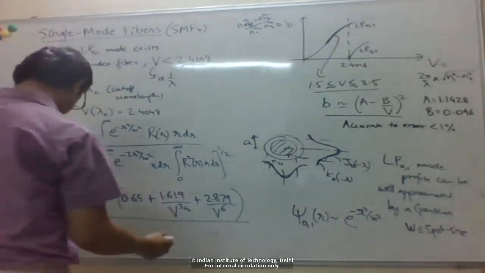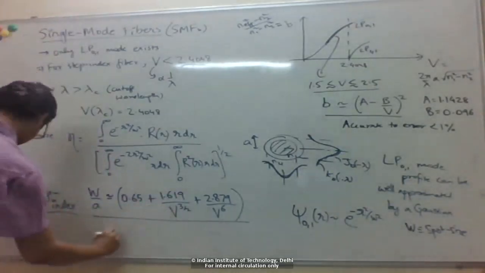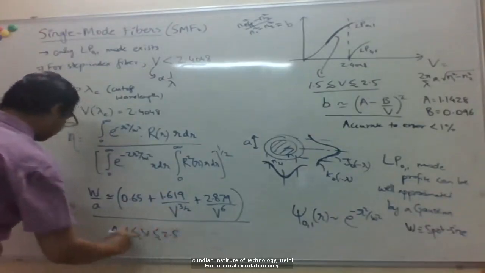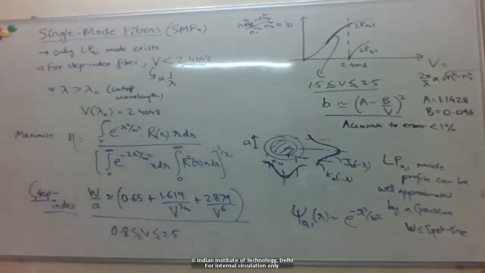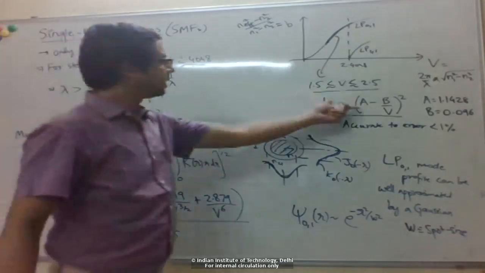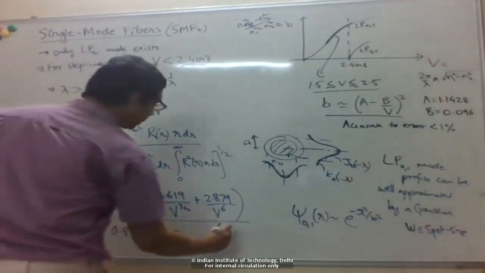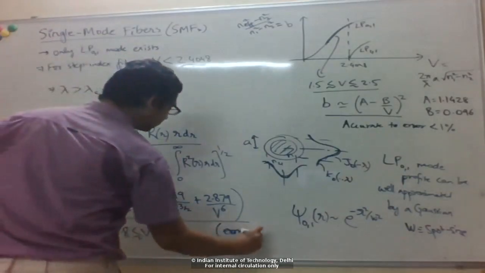Right, so again this is accurate. So this is valid in the range, again with B numbers between 0.8 and 2.5, right? So again, this exceeds the range covered by this. So it works for most applications. Again, the error here is less than 1%.